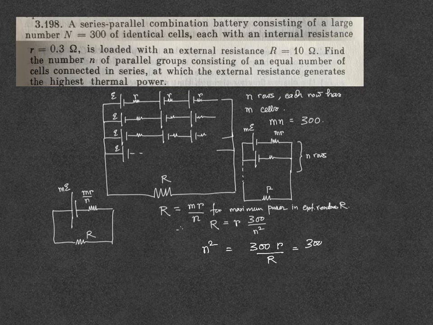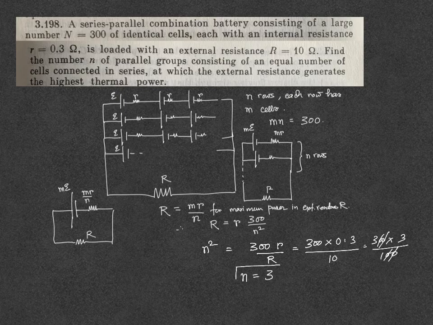So that is 300 into small r is 0.3 divided by capital R is 10. So you have here, so that's 300 into 3 by 100. So you know n is equal to 3. So there will be 3 rows.